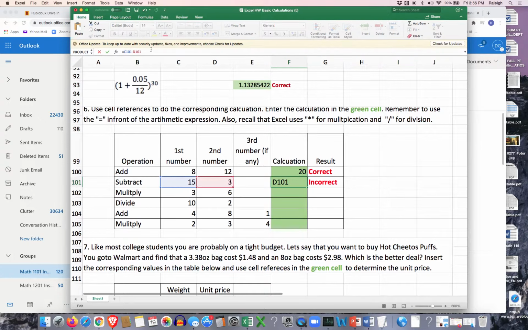And yes, the formulas will be changing now, so that's why it's not going to be the same. But 15 minus 3 is 12. Yeah, I got to read the instructions. And multiply, otherwise known as multiply.